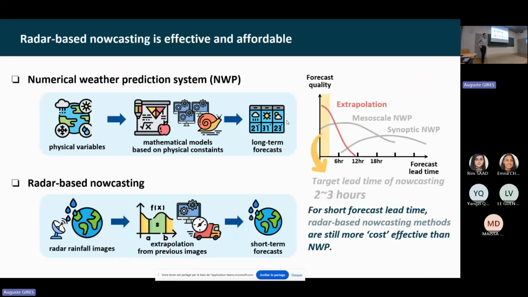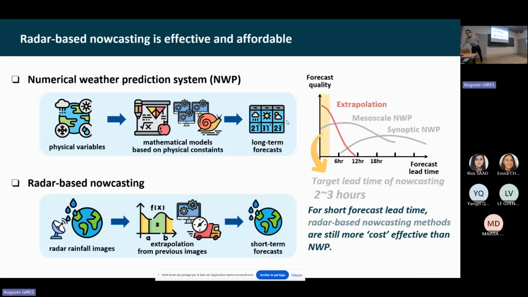Okay, a quick overview about nowcasting, because probably not everyone is familiar with this area. Basically, there are two main sources to conduct nowcasting. It is to forecast rainfall in the next few hours. It's called nowcasting. And two sources: one is numerical weather prediction, and another one is radar-based nowcasting.